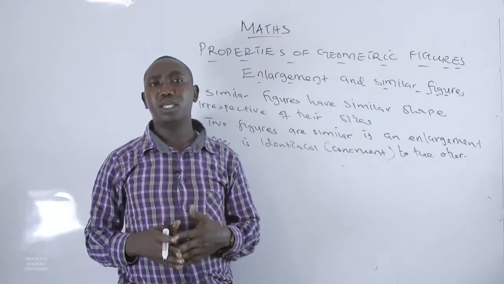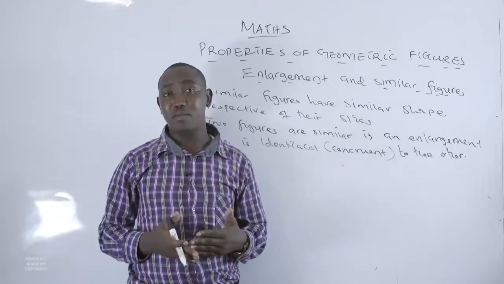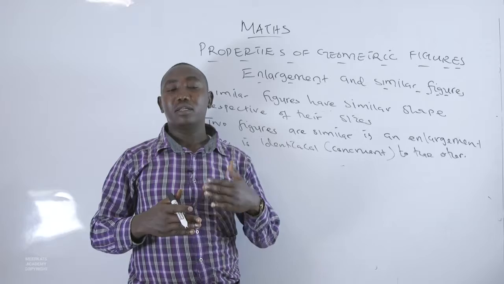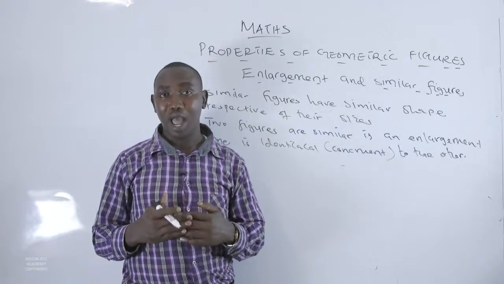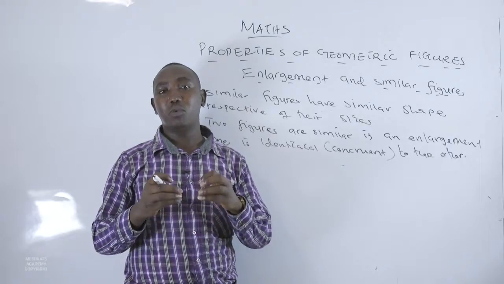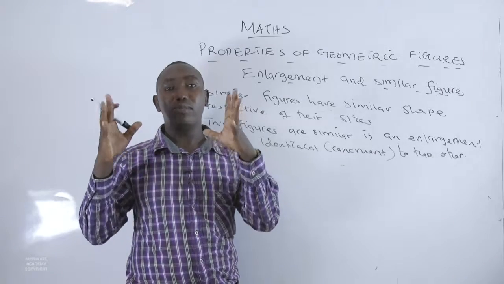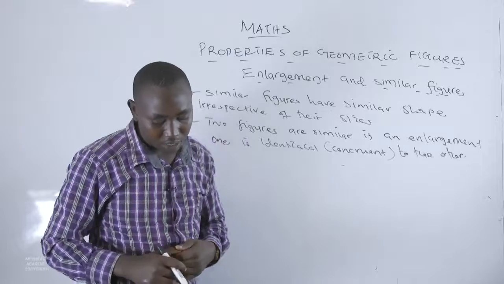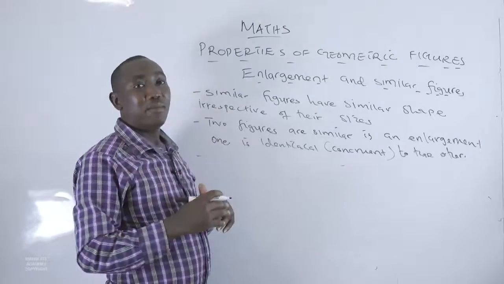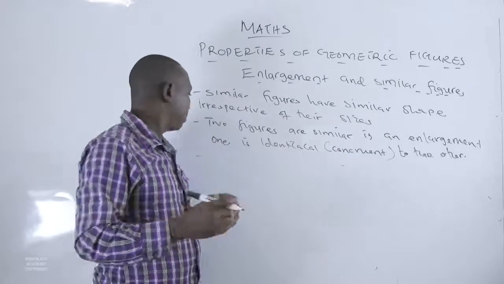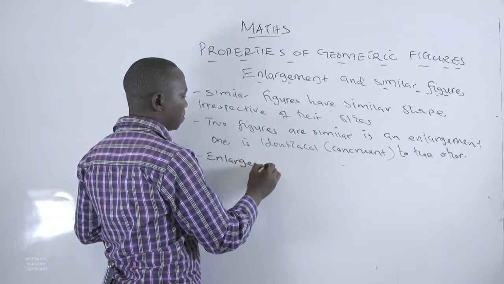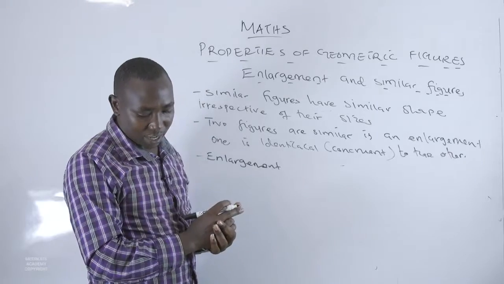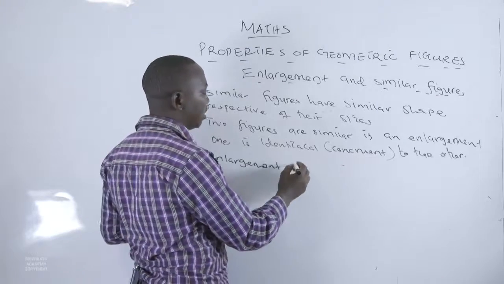And therefore that puts us to this: what is enlargement? And what are the types of enlargements that we have for bringing small objects to bigger objects or bigger objects to smaller objects? Enlargement is simply a transformation.